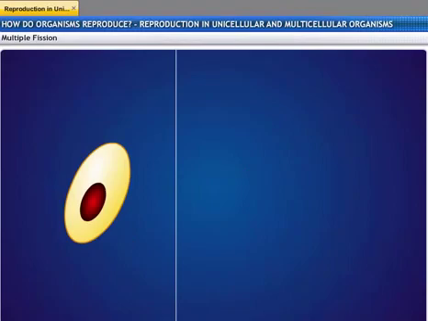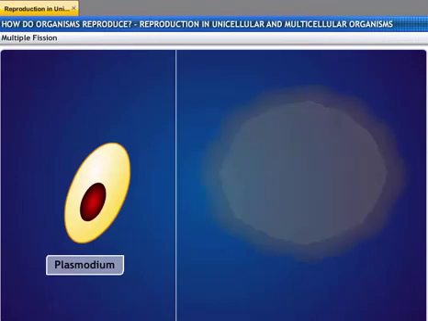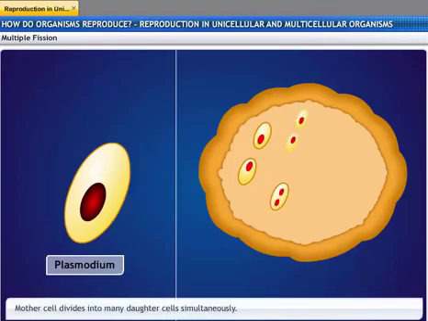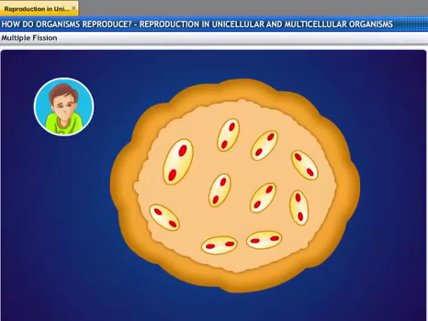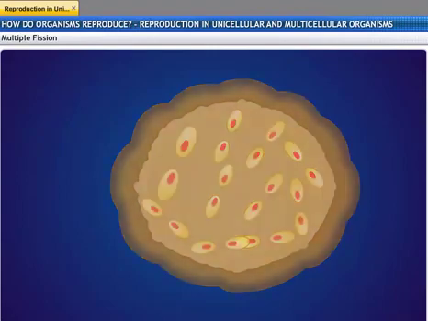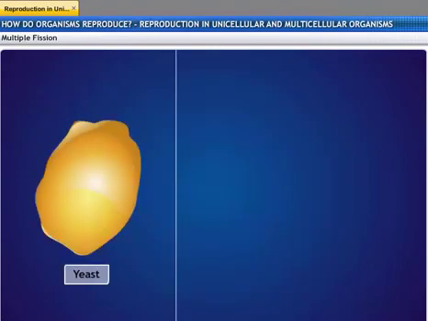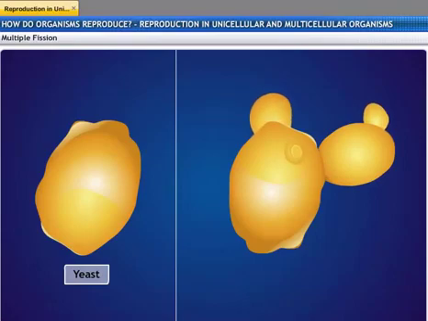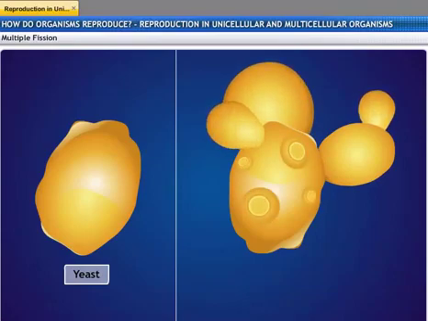Oh, interestingly, the malarial parasite Plasmodium is also a unicellular organism. Plasmodium, however, reproduces by multiple fission. That is, it divides into many daughter cells simultaneously. Amazing how dangerous these small unicellular organisms can be. Not always, though. Yeast is also a unicellular organism. Yeast, by the way, produces small buds that separate and grow further.